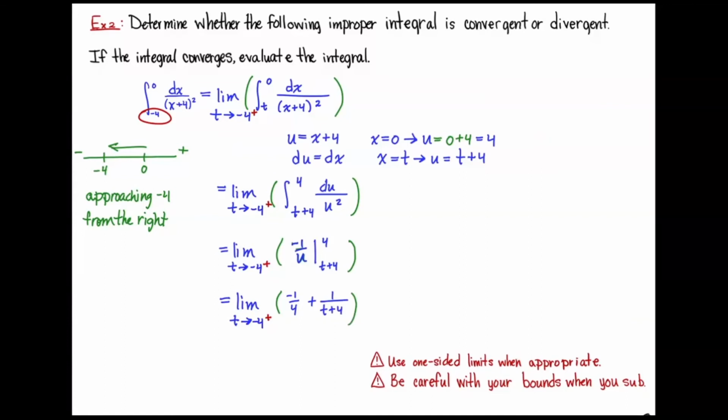Now, going back to our number line, we're approaching -4 with values that are bigger than -4. So think -3, -3.5, -3.99. And as we're getting closer and closer to -4, in this denominator, we're always going to have a positive number, which is important because it affects whether this limit is going to positive infinity or negative infinity.